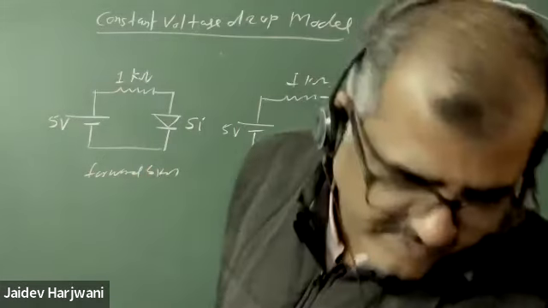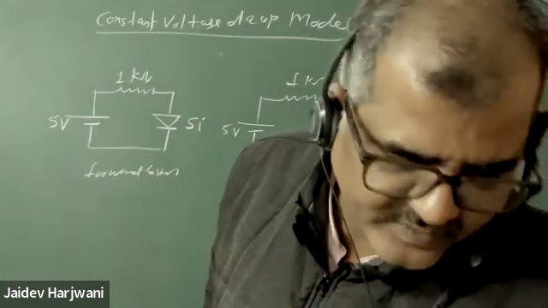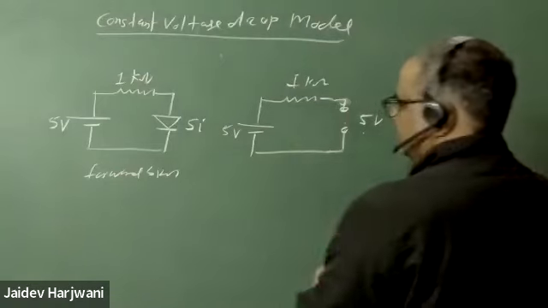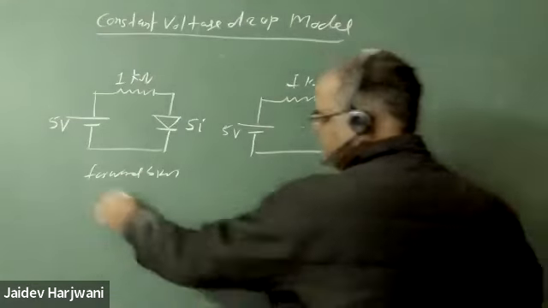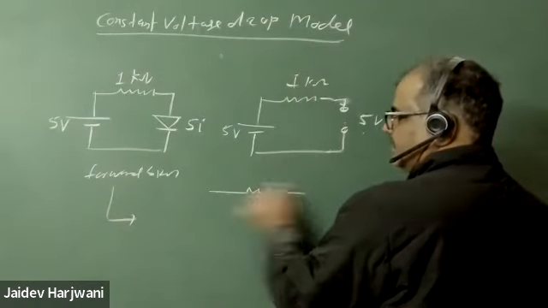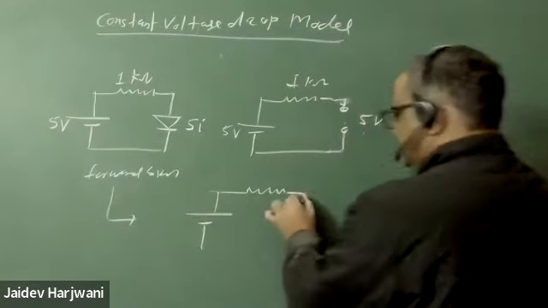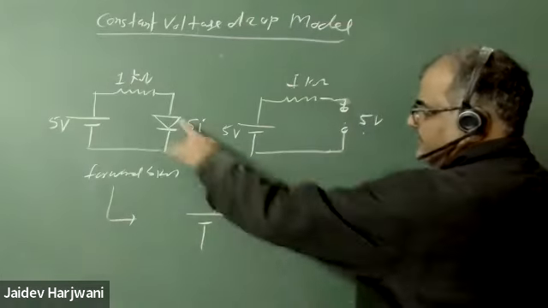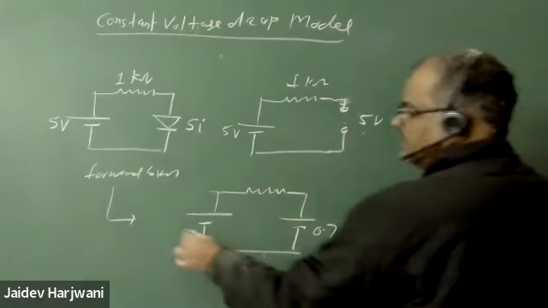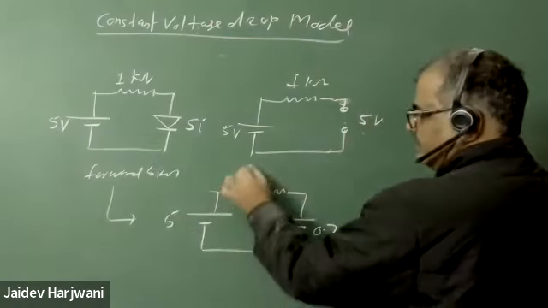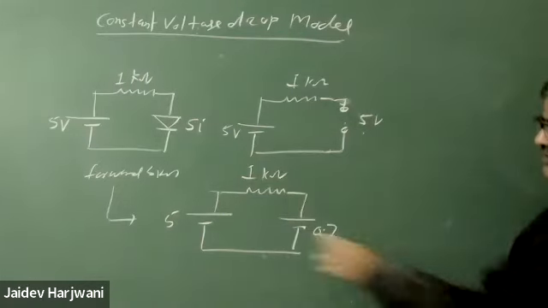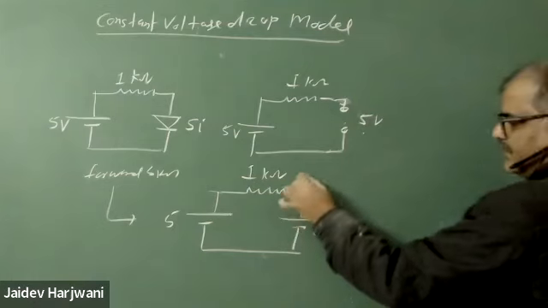So once it is in forward bias, what can you do? You can replace this diode by a battery. This becomes your battery, with this as the positive plate and this as the negative plate, 0.7. Now you have 5 volts and 1 kilo ohm resistance. Now you can find how much current is flowing in the circuit, ID.